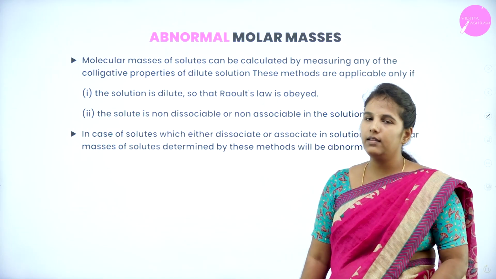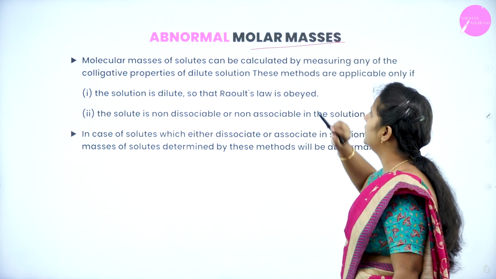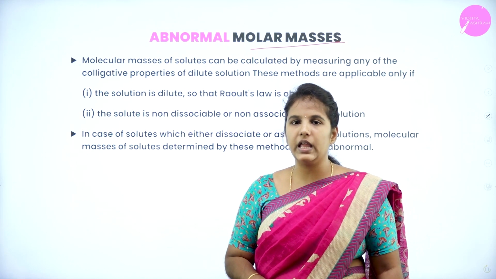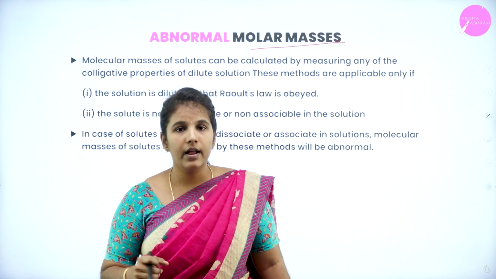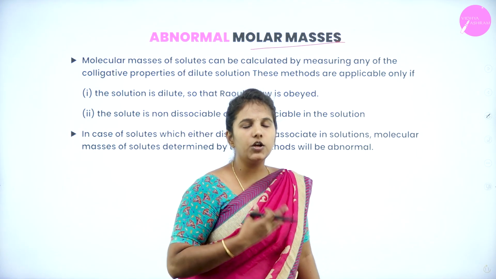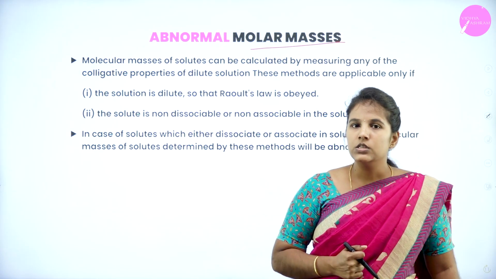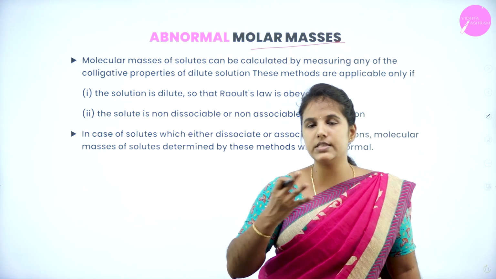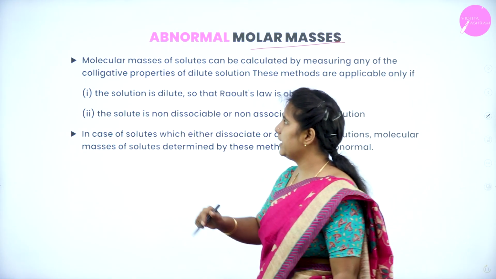Next, we'll move on to another topic of this unit, that is abnormal molar masses. As we already know, from the colligative property we can easily calculate the molar mass of the solute. But the molar mass of the solute we obtain may be higher or greater than the normal value we calculated using that colligative property. So, due to this variation in the values, if it is there, then we say it is an abnormal molar mass. Let's see what that actually is.